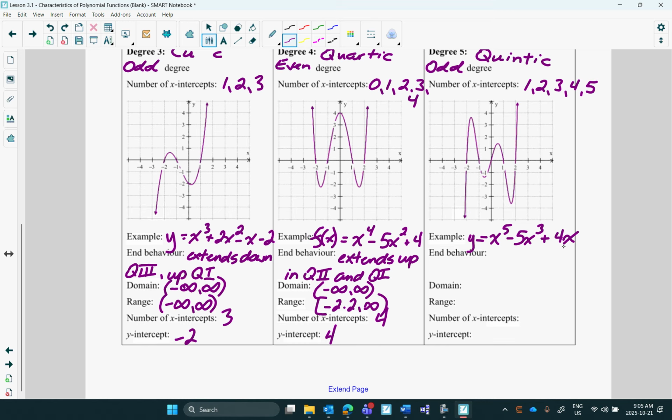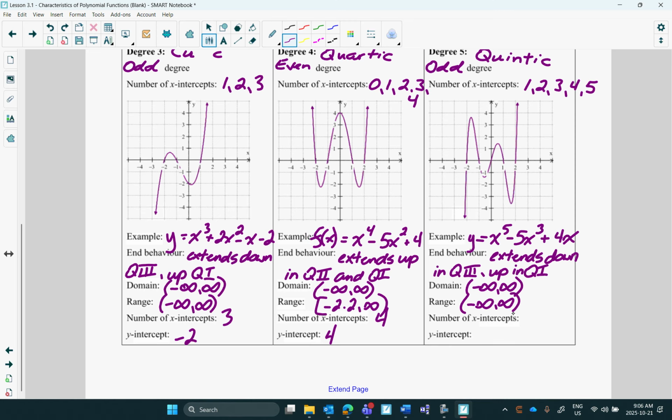What's the end behavior? It extends down in quadrant 3, up in quadrant 1. Domain: everything, negative infinity to positive infinity. Range: negative infinity to positive infinity. Notice that the domain and range of odd degree functions are always negative infinity to positive infinity.